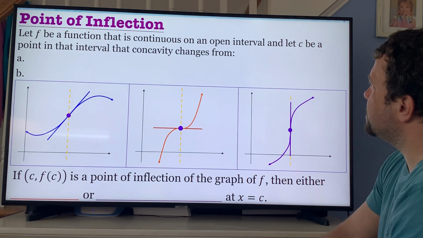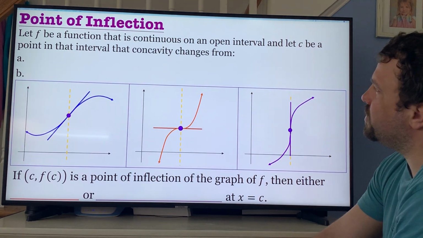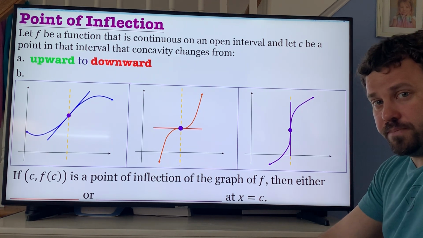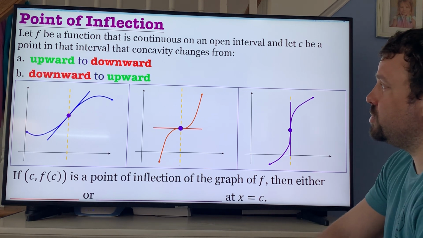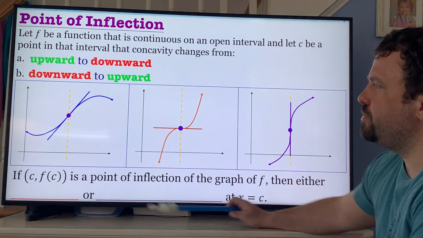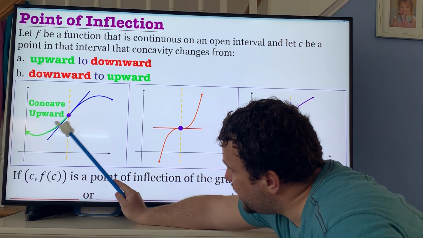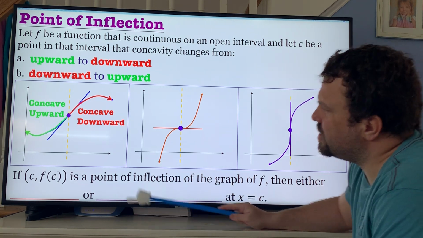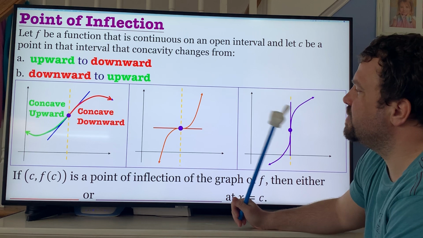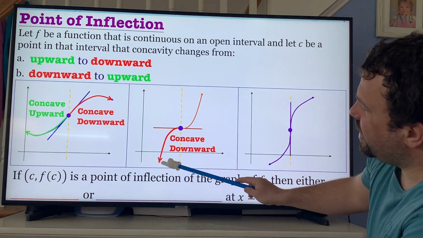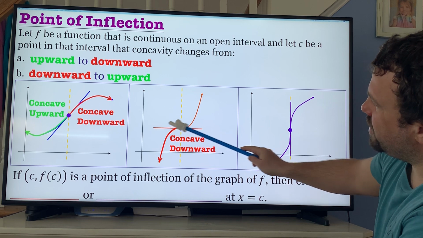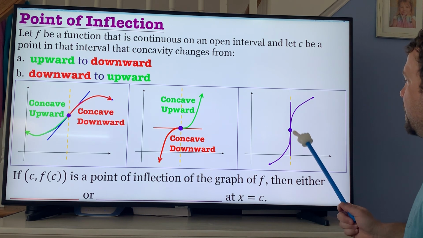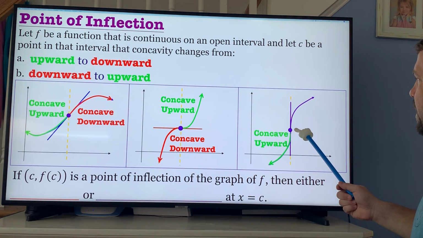Let f be a function that's continuous on the open interval, and let c be a point on the interval where concavity changes from up to down, or from down to up. All right? What's that doing? This one is concave up, and at this purple point right here, it goes to concave down. Second example, you have a concave down, and at this point the slope actually flattens out, and it goes to concave up. Interesting. And this one right here, you have a concave up, and it goes to concave down.